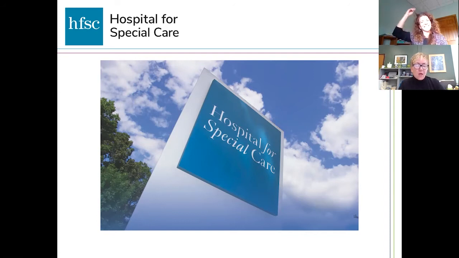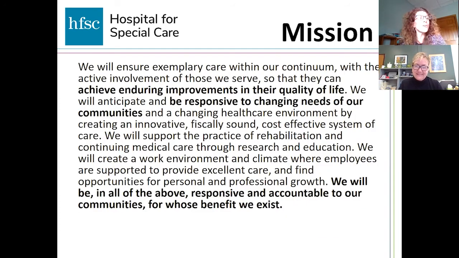So without further ado, we're going to move right into the mission with MaryJo. Thanks, Janet. So if you are going to be creating an adapted sports program, or any program for that matter, you want to be sure it aligns with your organization's mission statement. As you see on this slide, I have the mission statement for the Hospital for Special Care. I want to draw your attention to the bolded areas on the slide. What do you see? Functional improvements, quality of life, and responsive to the needs of individuals in our community.